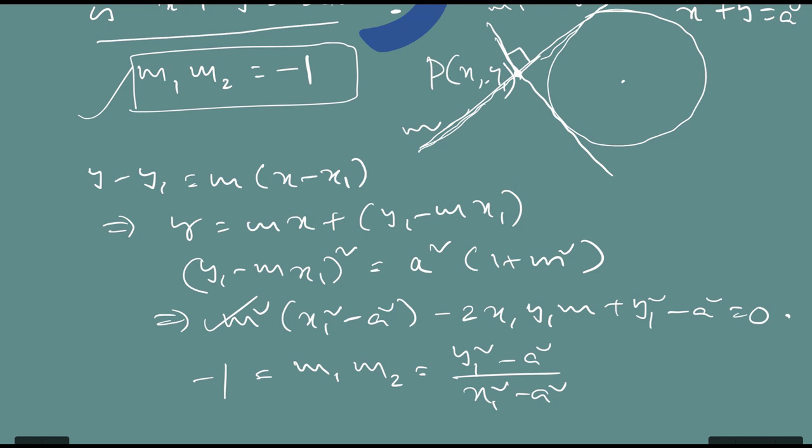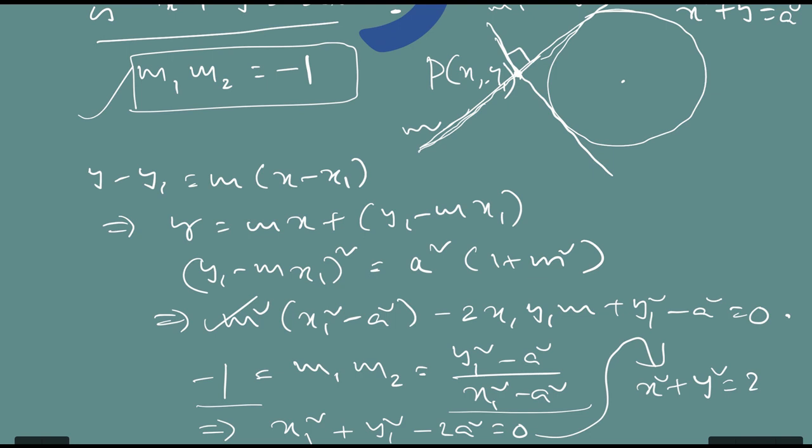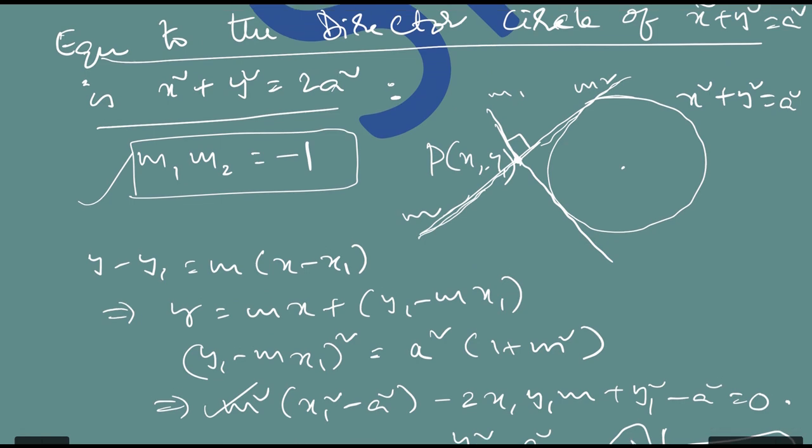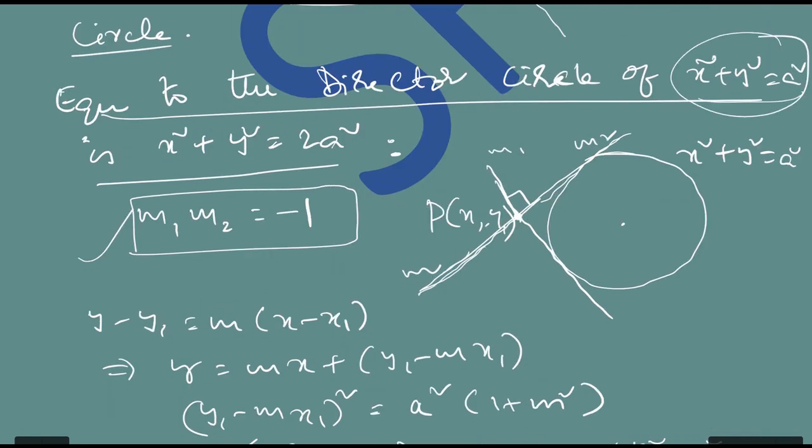So applying the given condition, you can see that from this is equal to this, cross multiplying and bringing everything to one side, I'm going to have it as x1 square plus y1 square minus 2a square equal to 0. So writing the locus, I have it as x square plus y square is equal to 2a square. So that is the equation to the director circle of x square plus y square is equal to a square.